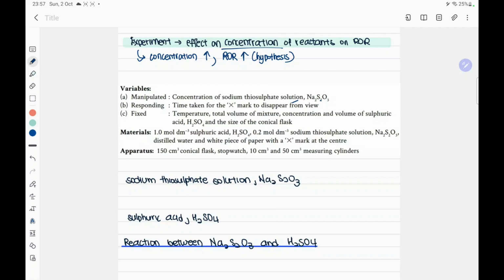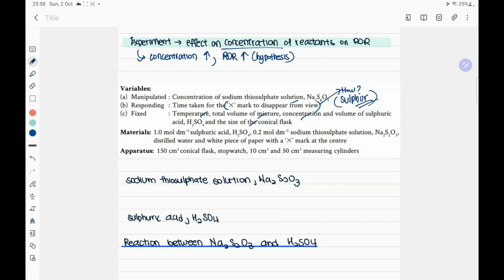So how would the X mark disappear from view? Why or how? Because sulfur will form, the formation of sulfur. If you know this experiment beyond, you know that at the end something yellow solid will form, and that is the sulfur. But if you don't know, it's okay because we'll get into that later. And the fixed variables that we have are the temperature, total volume of mixture, concentration, and size of the conical flask.